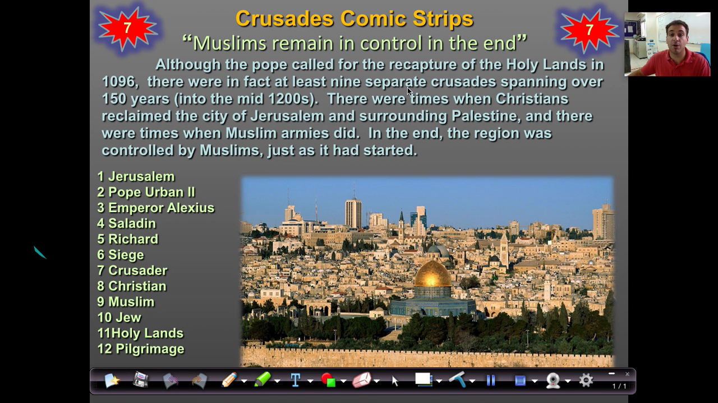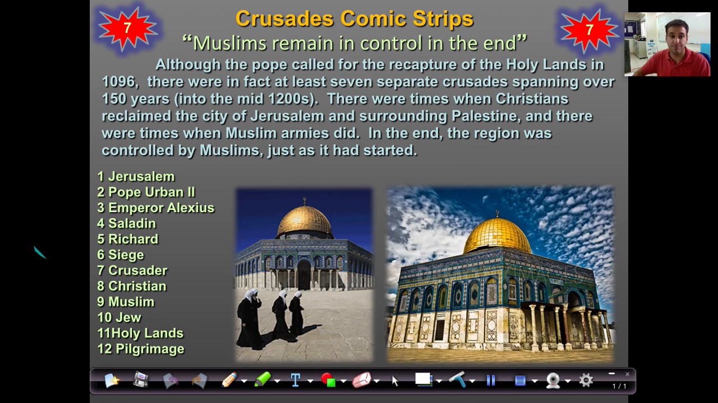So although the Pope called for the recapture of the Holy Lands in 1096, there were in fact at least 9 separate crusades spanning over 150 years. There were times when Christians reclaimed the city of Jerusalem and surrounding Palestine, and there were times when Muslim armies did. In the end, the region was controlled by Muslims, just as it had started. So 150 years, thousands and thousands of people dying, and then in the end, the Muslims still controlled the Holy Lands. But the Holy Lands did go back and forth, and they still have gone back and forth over time.